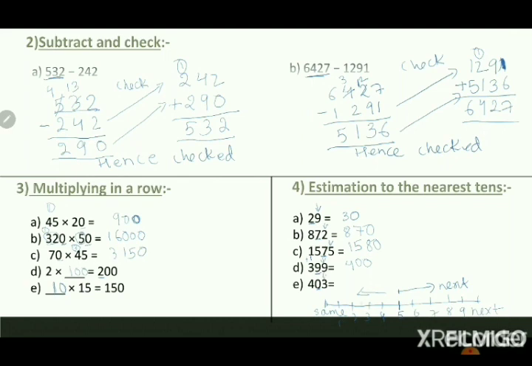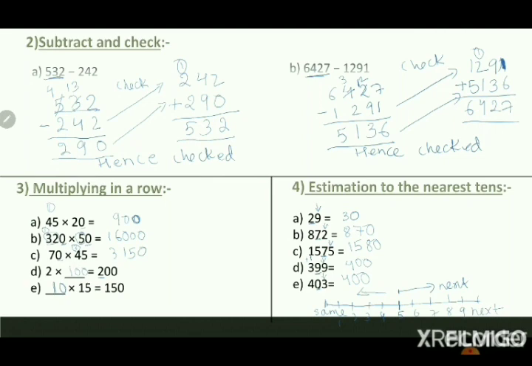Next one, this is the tens place and you are going to see this number. 3 is less than 5, so there will be no change in the tens place. 4 will remain the same. And what is there in the ones place? 0, and this will become 0. So 403 to the nearest tens is 400.